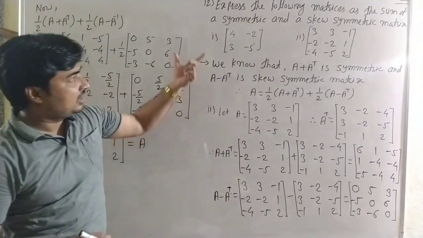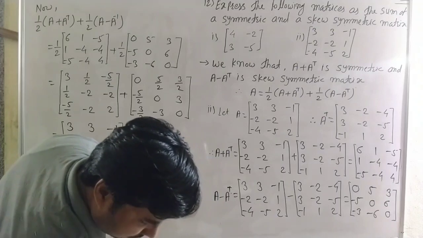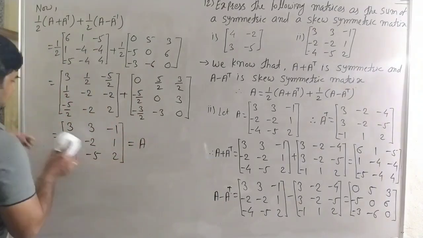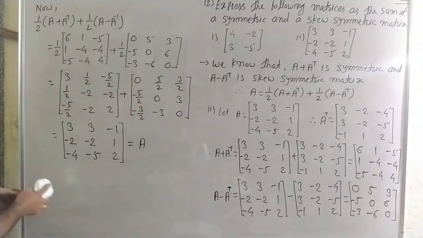Okay, here see carefully this. Now we see the next example. Here A is the addition of a symmetric and a skew symmetric matrix.